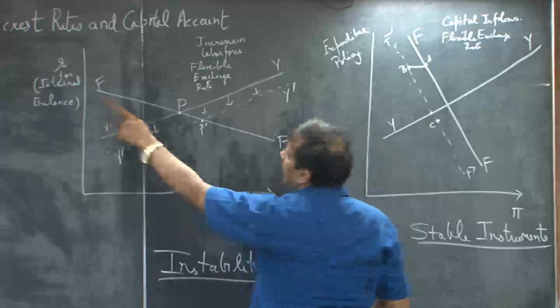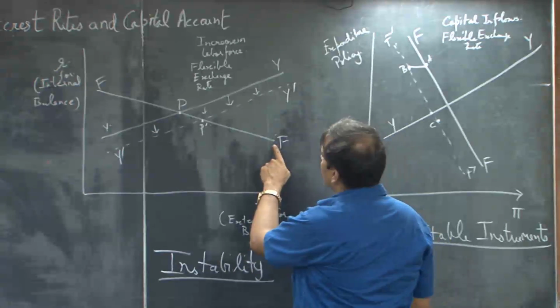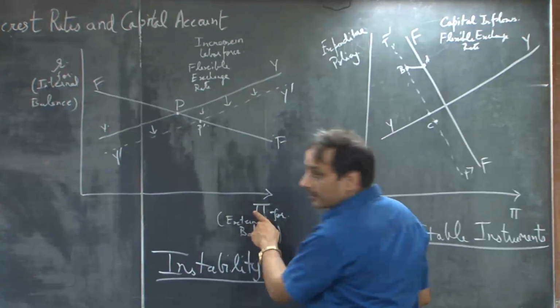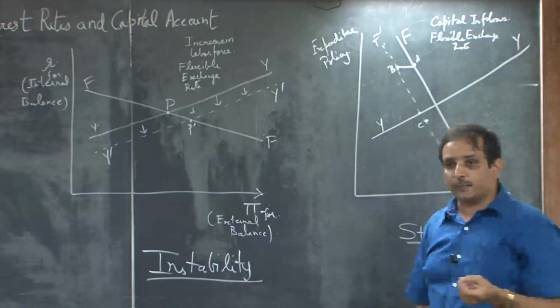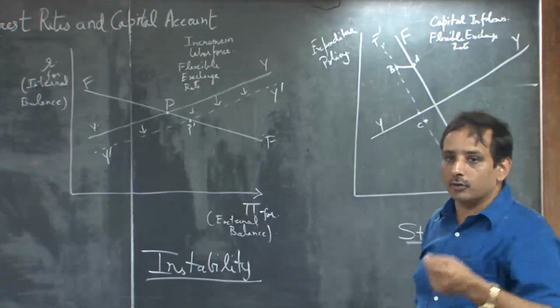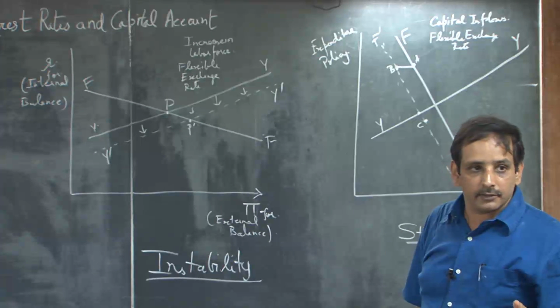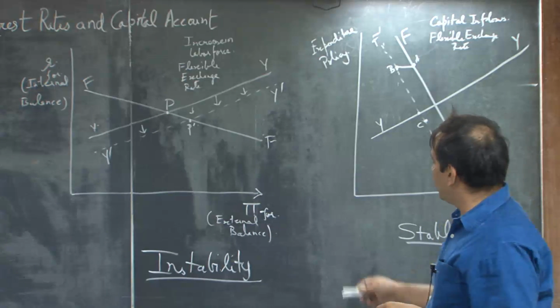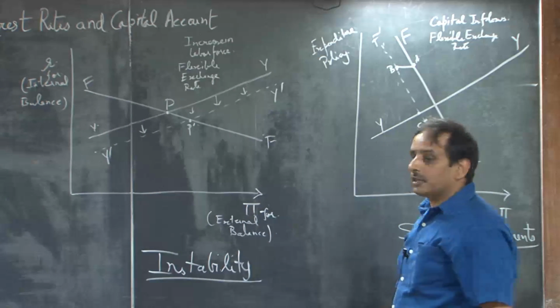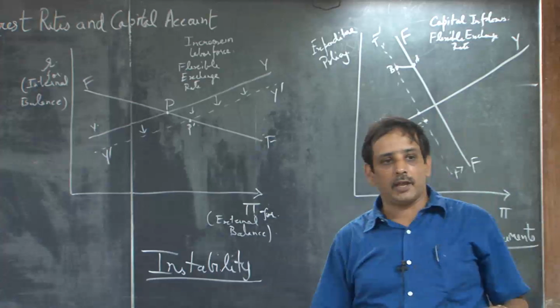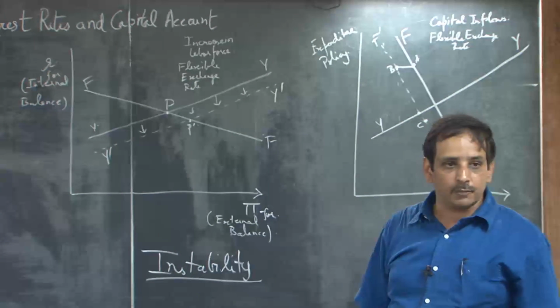Again, look that it's downward sloping. It's downward sloping because an increase in pi leads to a switch in expenditure from foreign to domestic goods. An increase in pi leads to depreciation of the currency. Depreciation of the currency leads to an improvement in the balance of payments.